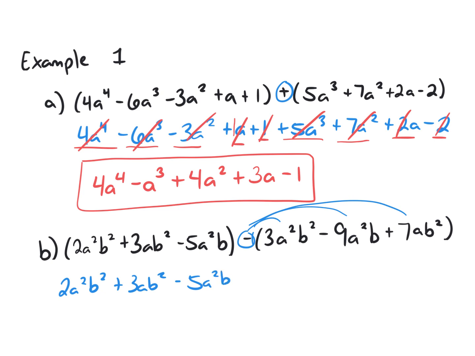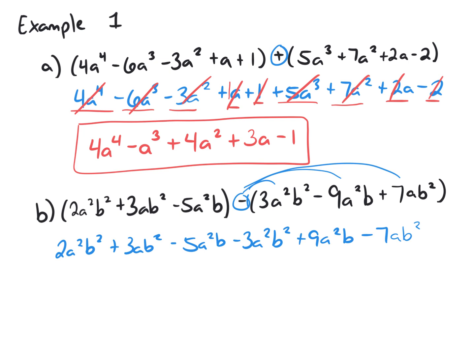Okay, tell me what to write next. Negative 3a squared b squared. Positive 9a squared b. Negative 7ab squared. Good. Again, 3 changed to negative 3, negative 9 changed to positive 9, and positive 7 turned to negative 7 because of that subtraction sign. What do we do from here? Combine like terms.